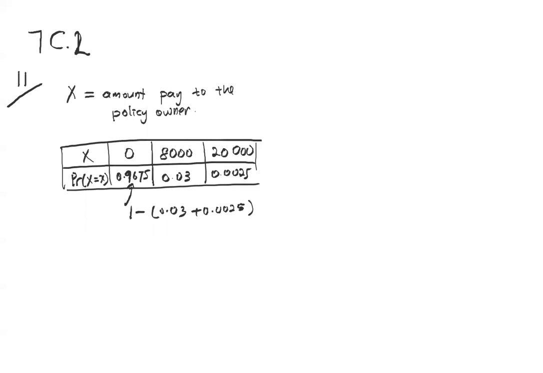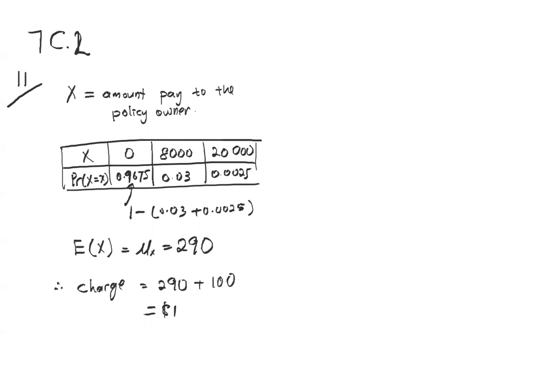So you find the expected value of X. This is the expected payout. So what do you get? The mean is 290. So how much do you have to charge? Because the company wants a return of 100, that means a profit of 100. So 290 plus the return, you have to charge 390. So is there any insurance company that is running at a loss? The answer is no.